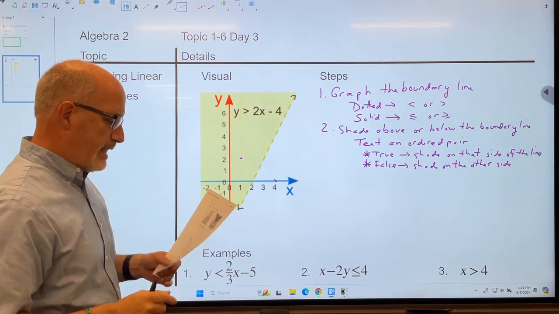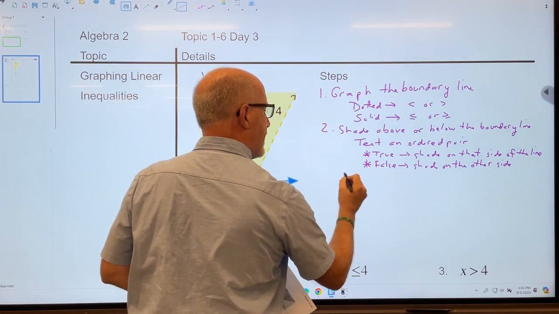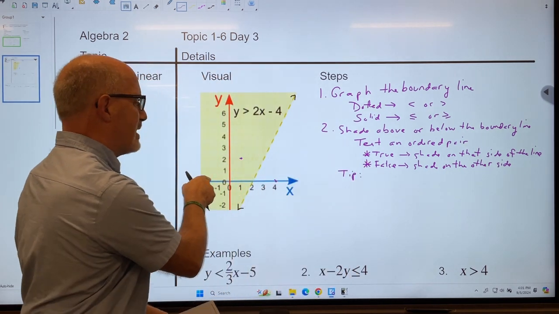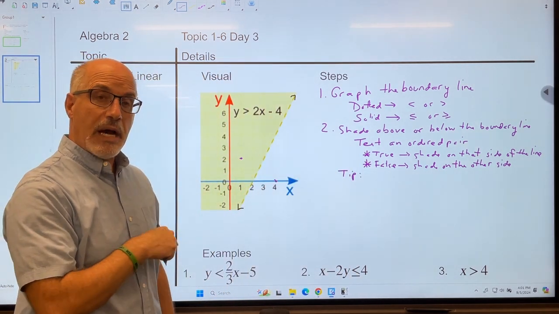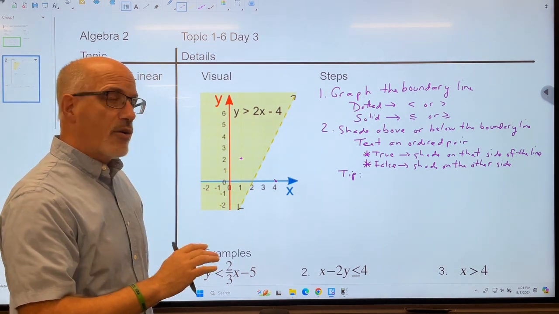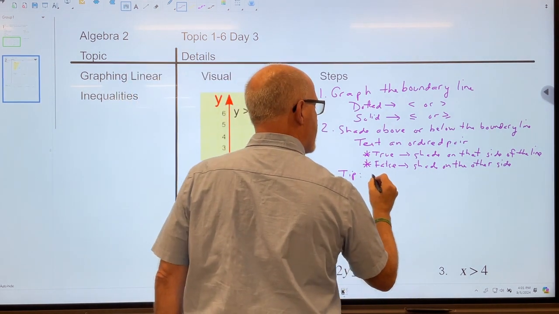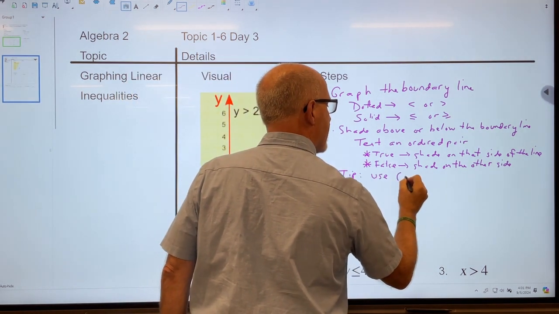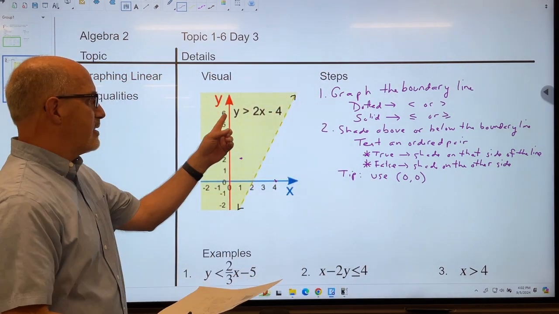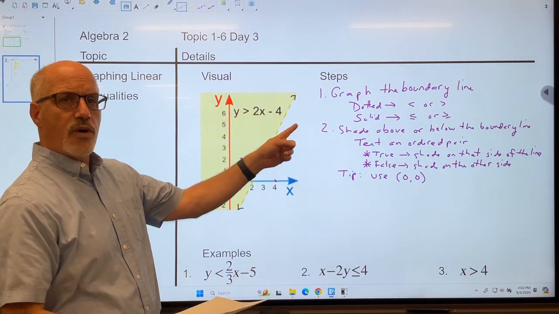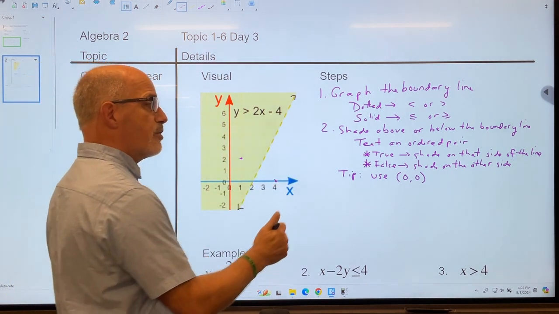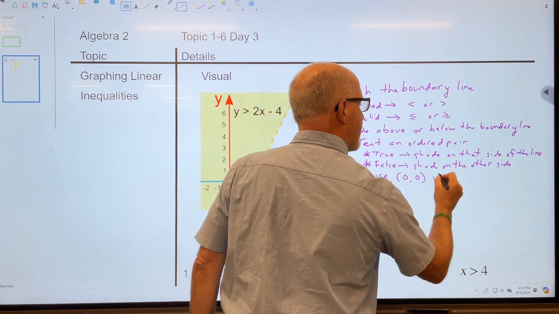Now here is a tip. If (0, 0) is not on the boundary line, use it. If it's on the boundary line, you can't use it. But if it's not on the boundary, use (0, 0), because that ordered pair is usually the easiest to put in. Is 0 greater than 0 minus 4? That's true, 0 is greater than negative 4, so use (0, 0) if it is not on the boundary.